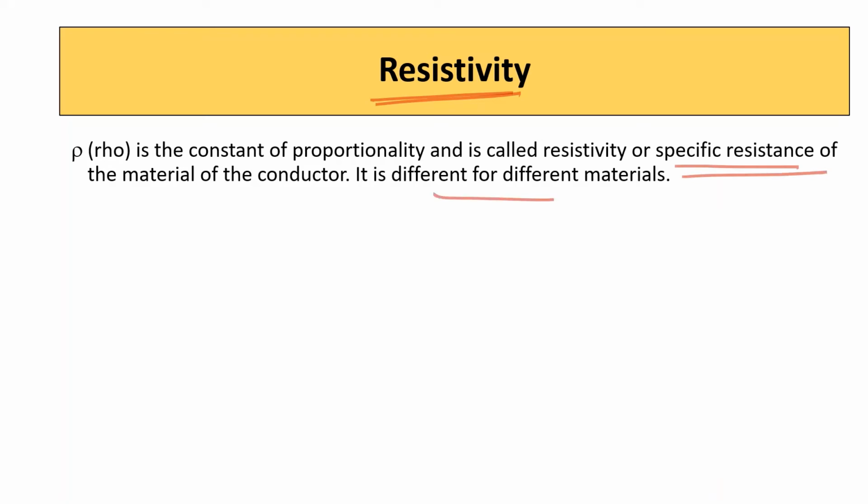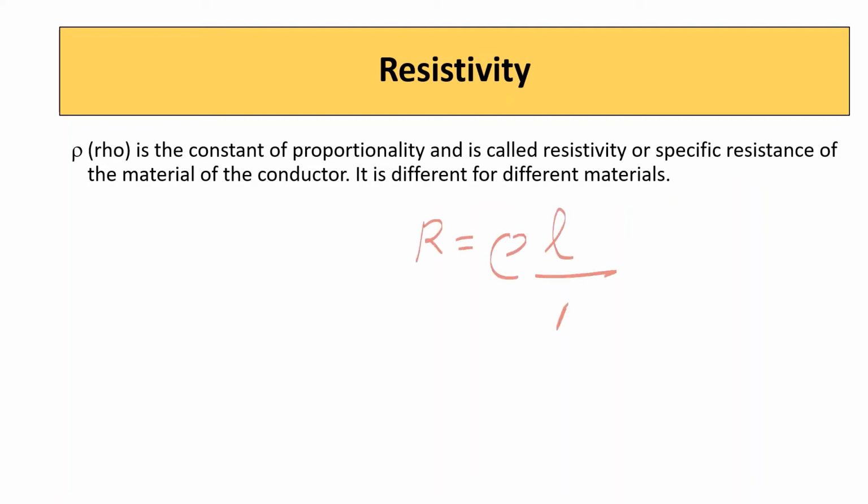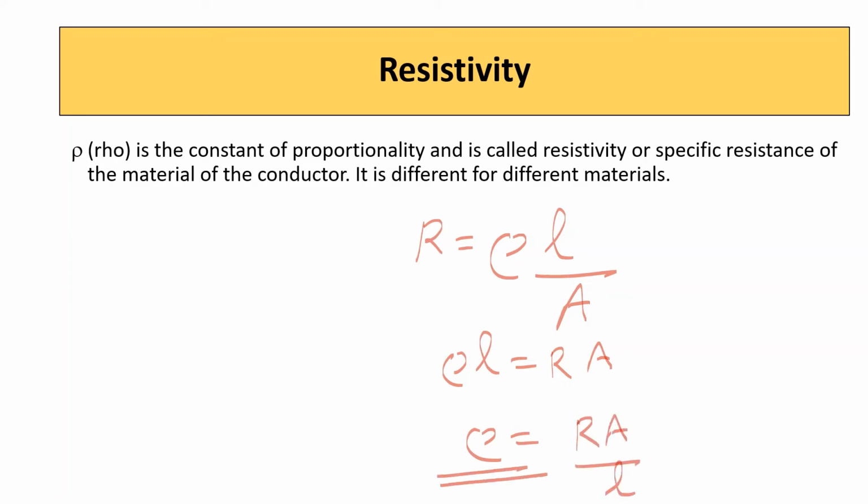It is different for different materials. R is equal to rho L by A, where rho is the specific resistance. What is rho? Rho L is equal to RA and rho is equal to RA by L. And if you want to define this resistivity or specific resistance rho, how will you define? Make this A to unity and L to unity.